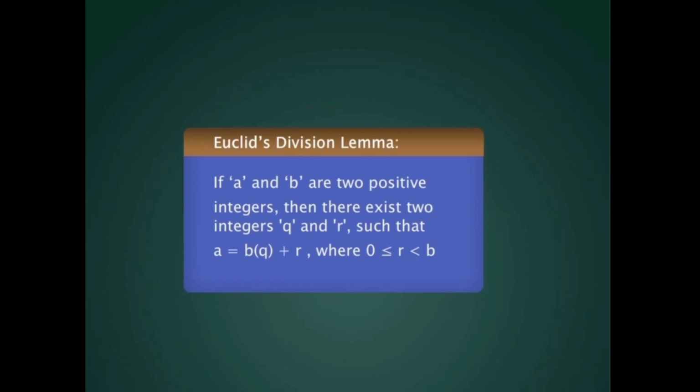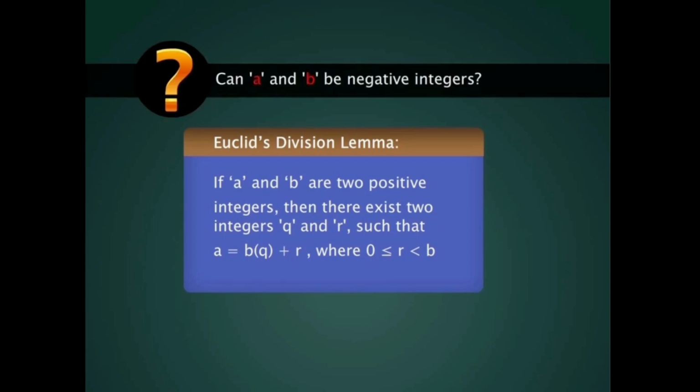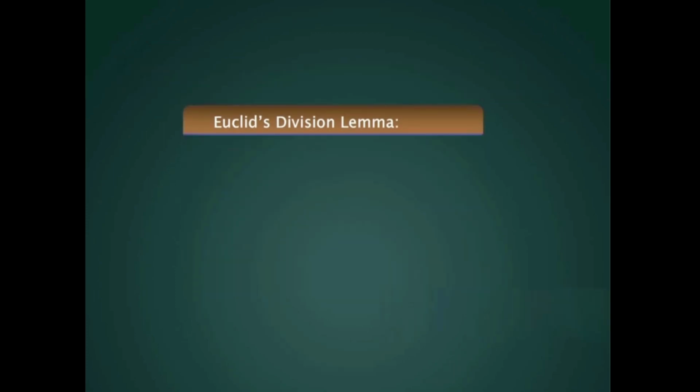If a and b are 2 positive integers, then there exist 2 unique integers q and r, such that a is equal to b times q plus r, where 0 is less than or equal to r, which is less than b. This is Euclid's division lemma. Can a and b be negative integers? Yes, Euclid's division lemma can be extended to all integers.